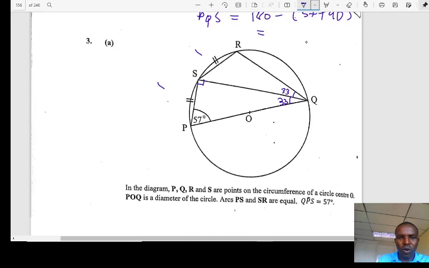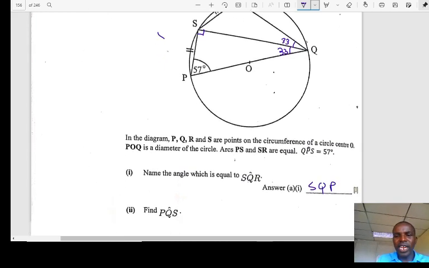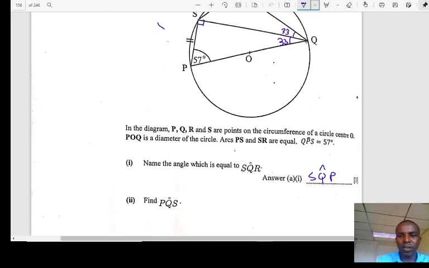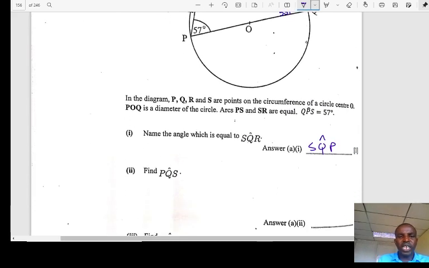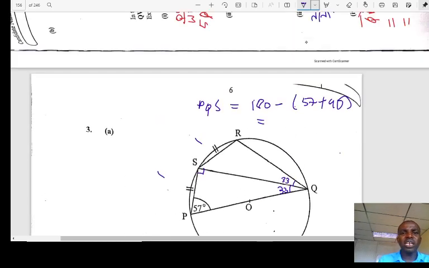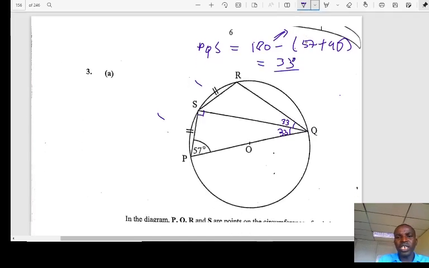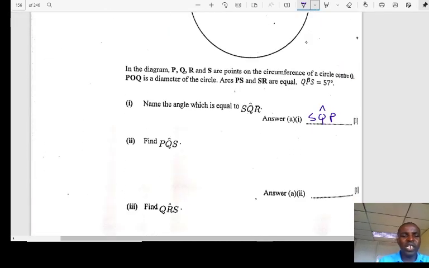Then the other thing, or let me go to the questions. Name the angle which is equal to SQR. So it's SQP, right? Or PQS. You can say SQP. Done. Next, find PQS. I have already found it. So use this formula. Then you have to write your reason, angles in a triangle, right? Then you find it is 33 degrees. I've already worked it out, so that's the working that you put here.